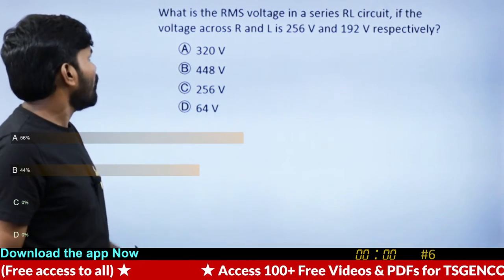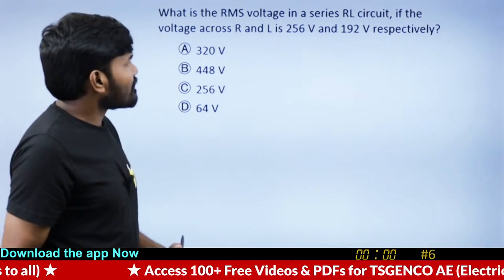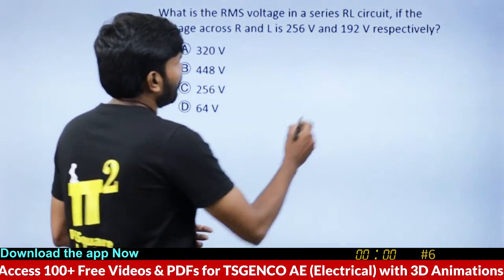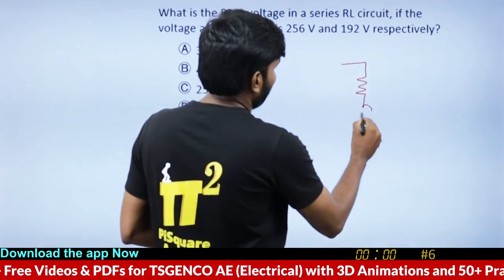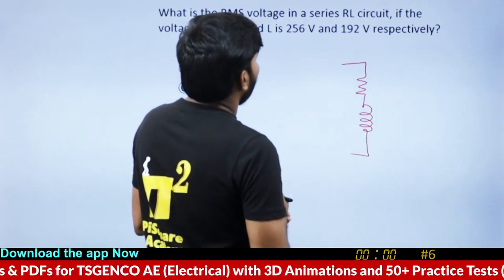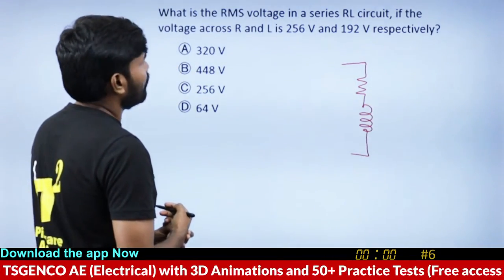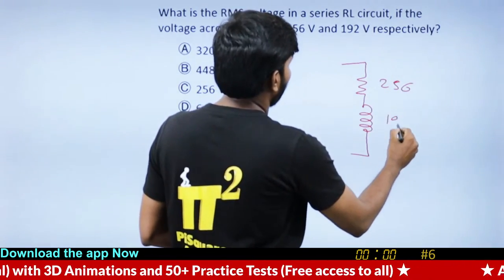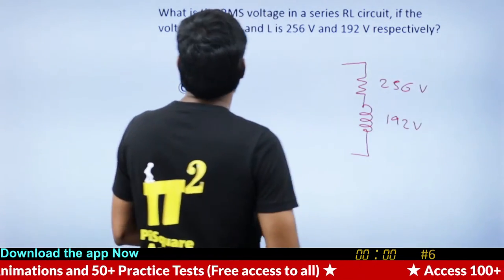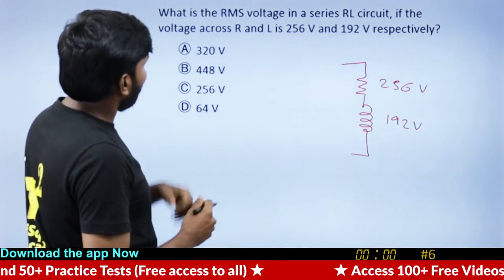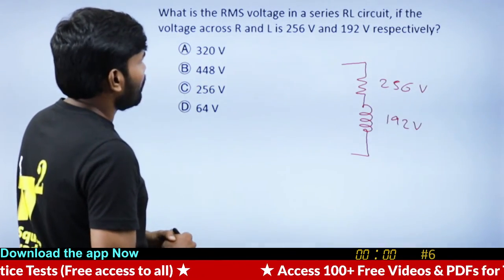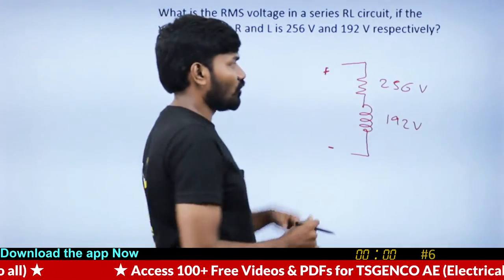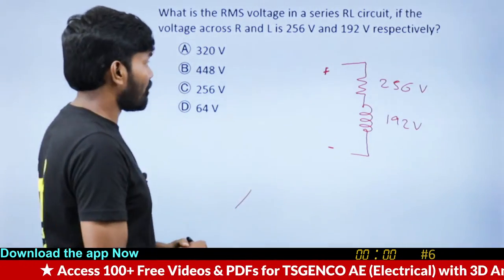Let's see. What is the RMS voltage in a series RL circuit? You got a series RL circuit. 256 volts is this, and this is 192 volts, respectively. Voltage across R and L, good. So what is asked for? What's the RMS value in series? It means this total voltage is asked for. Total voltage, AC voltage naturally, RMS value.